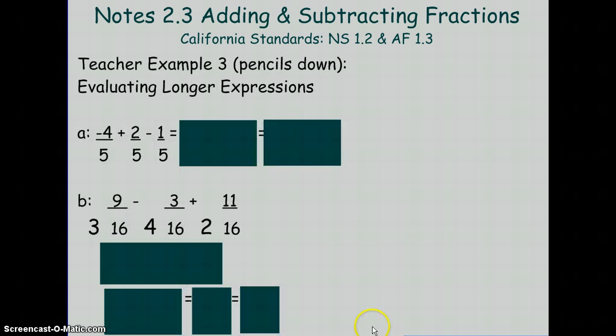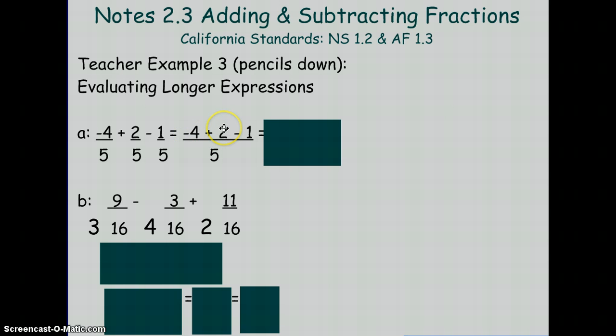Okay, last teacher example, evaluating longer expressions. When I'm doing this, I need to be real careful because I've got several numbers. So here I have -4 plus 2 minus 1. Okay, so I can write it out this way. If I want, I can skip change right here, or I can wait, doesn't matter.